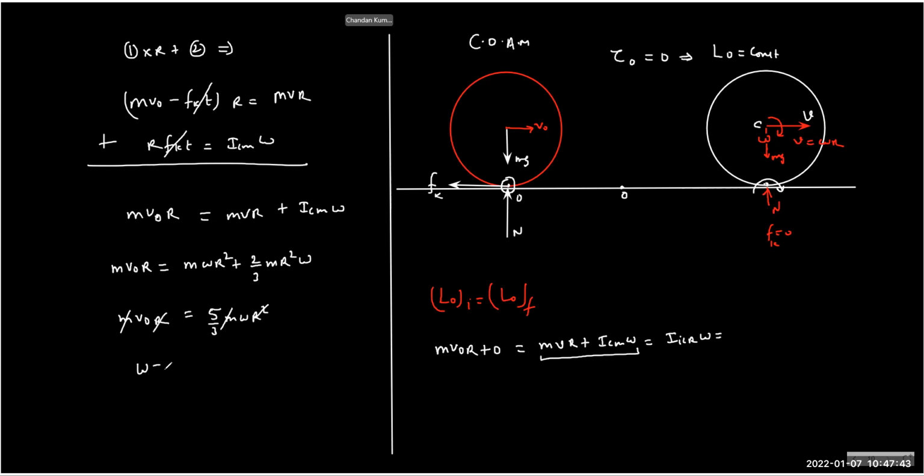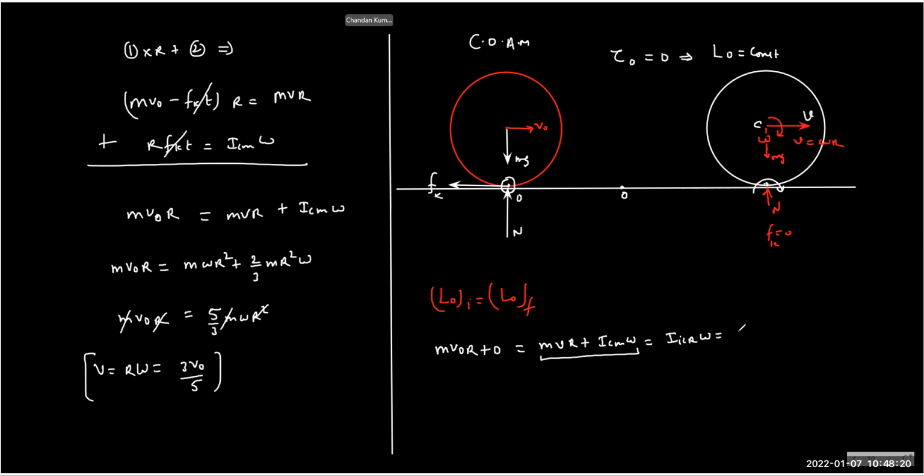So the omega final is how much? 3 v naught by 5 r. So the velocity is omega r. So the final velocity is 3 v naught by 5. But what we're looking for is the time. So you can find the time using either the first equation or the second equation from here. So that's why this method is more interesting.